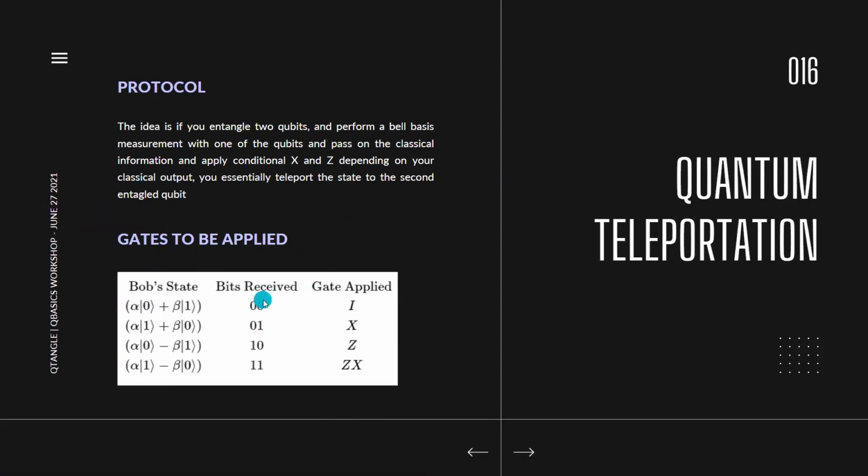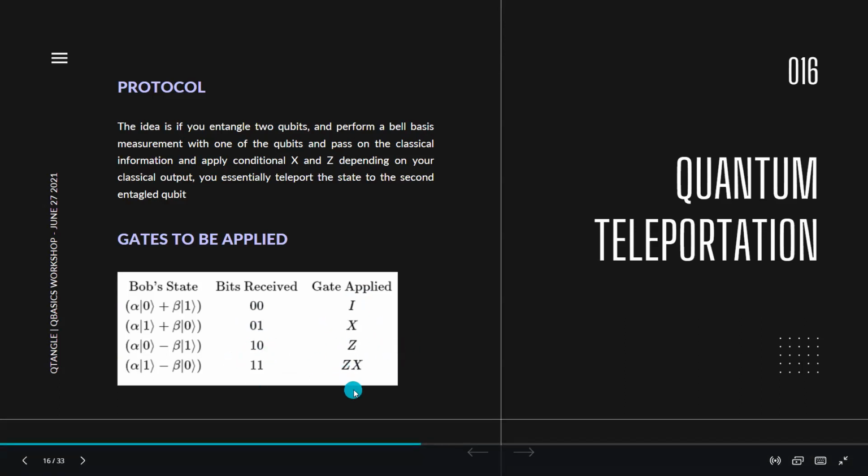If Alice sends you 00, do not do anything. It's an identity gate, equal to doing nothing. And then Telemon says that if you get 01, you apply a single X gate. If you get 10, you apply a Z gate. And if you get 11, you apply a Z gate and an X gate. So this is what Telemon tells. This is the protocol that he says, right?